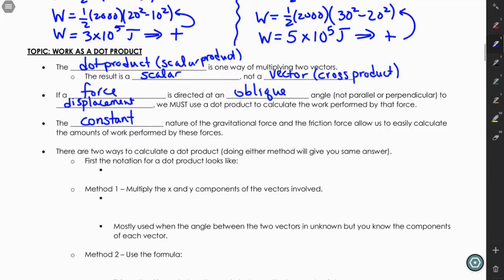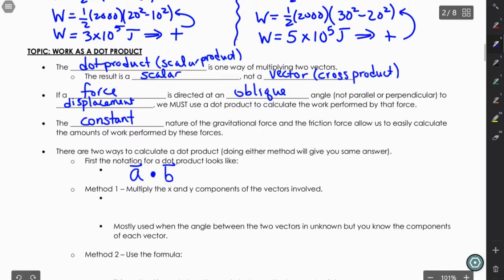So there are two ways that we're going to use to calculate the dot product. Now, whichever method you use, you'll get the same answer. So the first thing is to look at the notation of the dot product. So we'll have vector A dot vector B, right? And remember that little arrow is our vector symbol. This kind of heavy dot is our dot product. And you make it a little bit bigger because if you don't, maybe you confuse it with the multiplication symbol, okay?